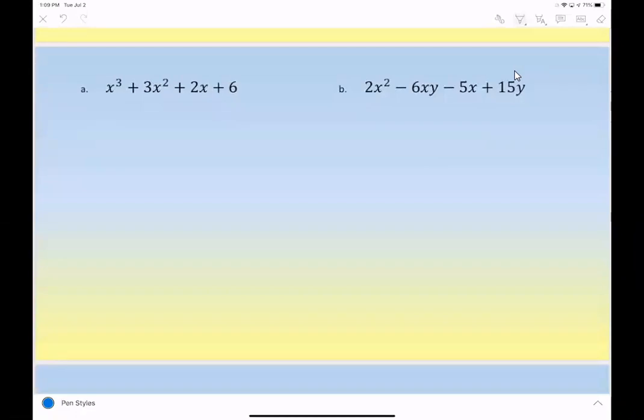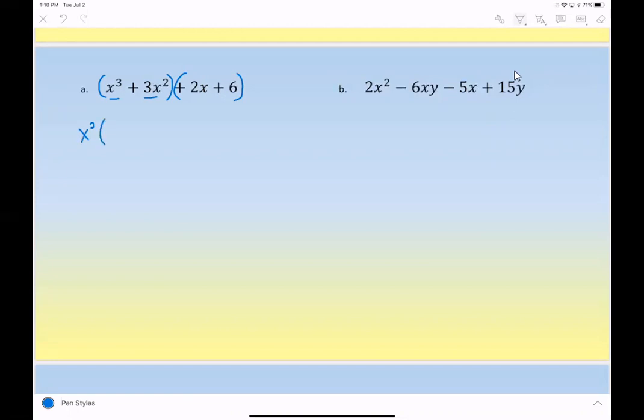So in these 2 examples, if you notice, x cubed, 3x squared, 2x, and 6, the only number they have in common is 1. Well, that doesn't help us break anything down. So what we're going to do is group the first 2 terms together and the second 2 terms together, and then look at each group and take out a GCF. The only thing common they have is an x squared.